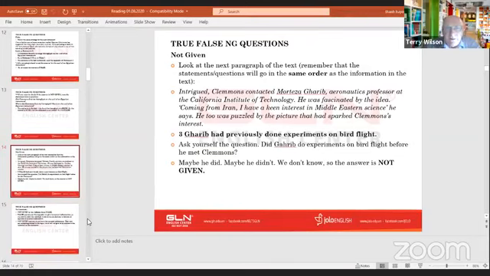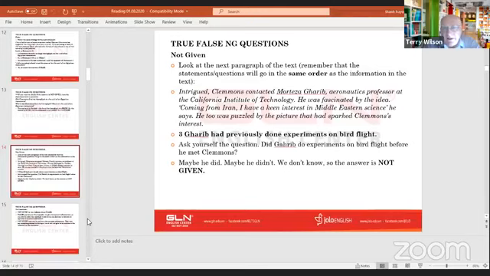Let's look at a not given example. Look at the next paragraph of the text. And remember that the statement questions will go in the same order as the information in the text. So let's look at the text.